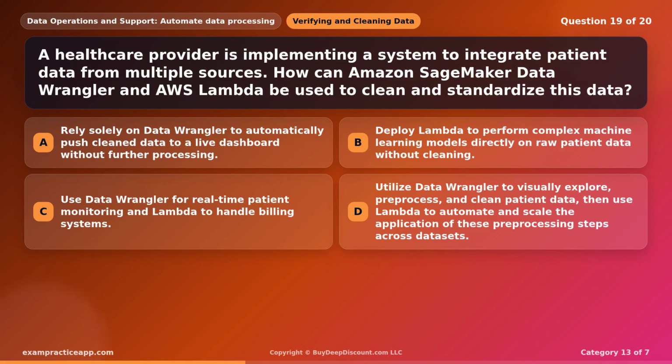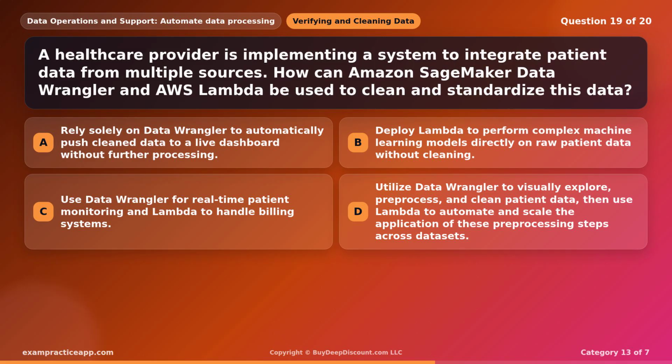Option D. Utilize Data Wrangler to visually explore, pre-process, and clean patient data, then use Lambda to automate and scale the application of these pre-processing steps across datasets. Take a moment to choose your answer. The correct answer is option D. Utilize Data Wrangler to visually explore, pre-process, and clean patient data, then use Lambda to automate and scale the application of these pre-processing steps across datasets.